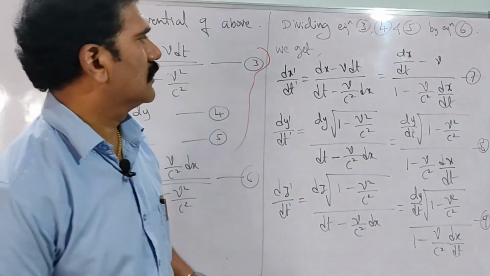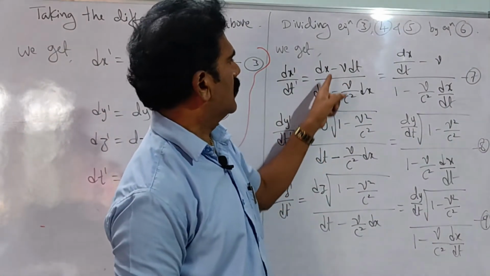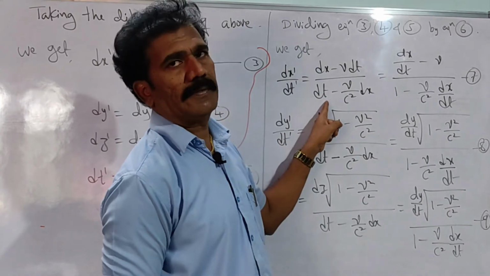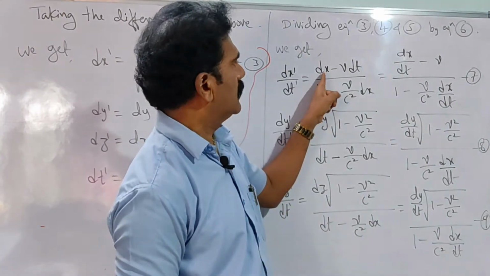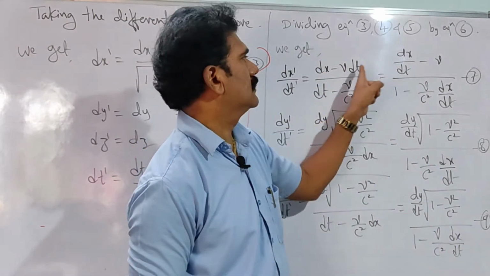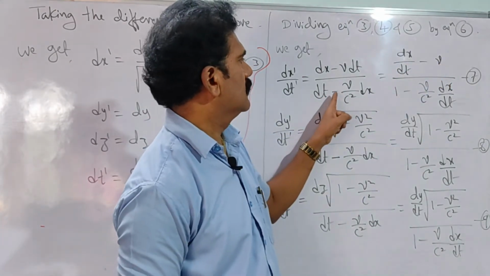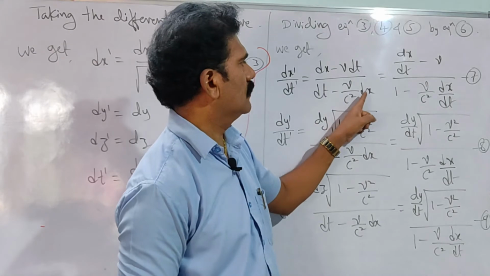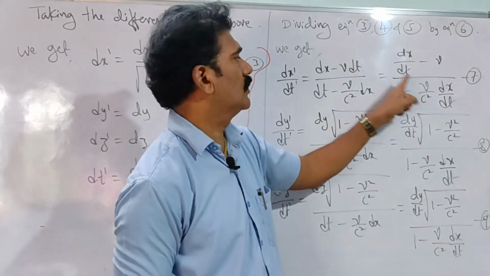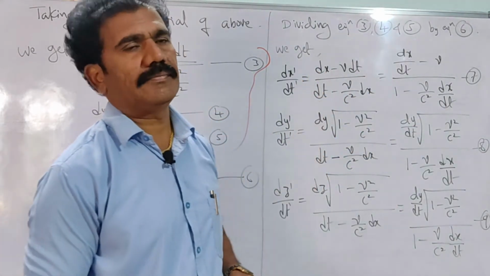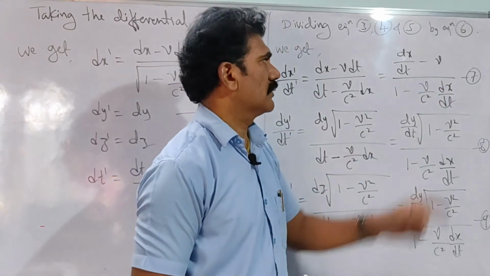On simplification, the next step is to divide numerator and denominator by dt. So we get dx by dt here and minus, dt cancels, left with only v, divided by, again dt cancels, 1 minus v by c square into dx by dt. So after dividing numerator and denominator by dt, that is equation 7 for you.